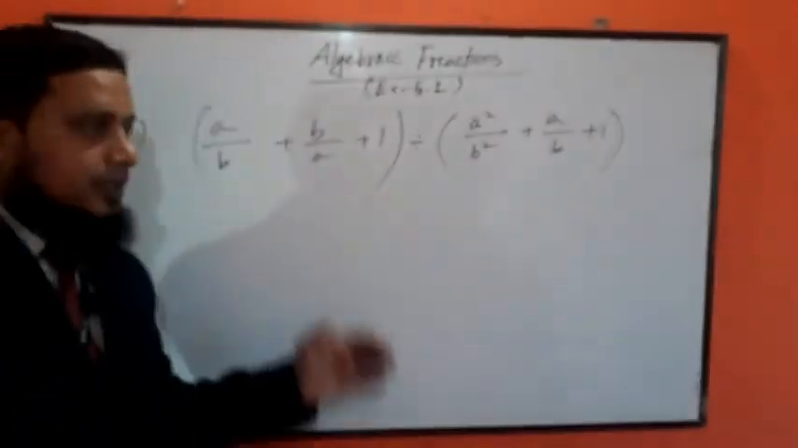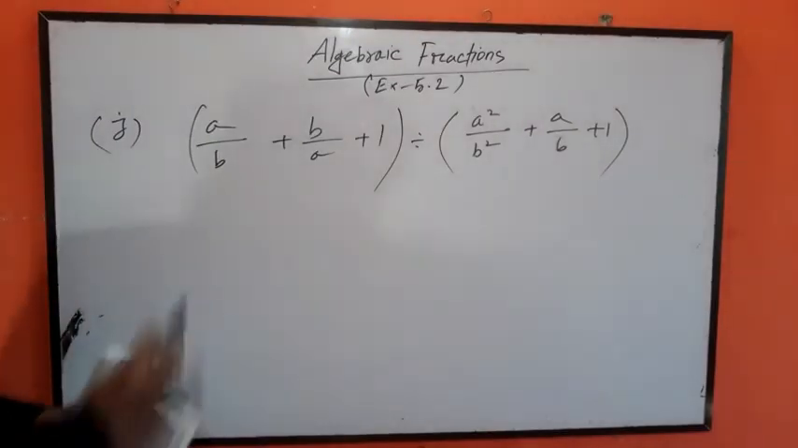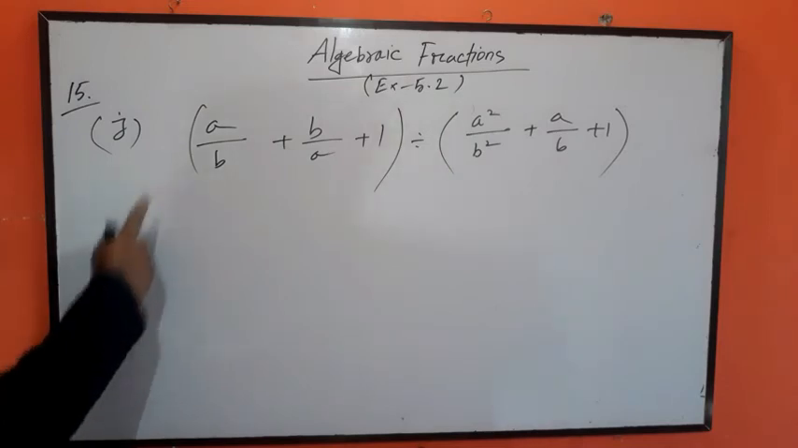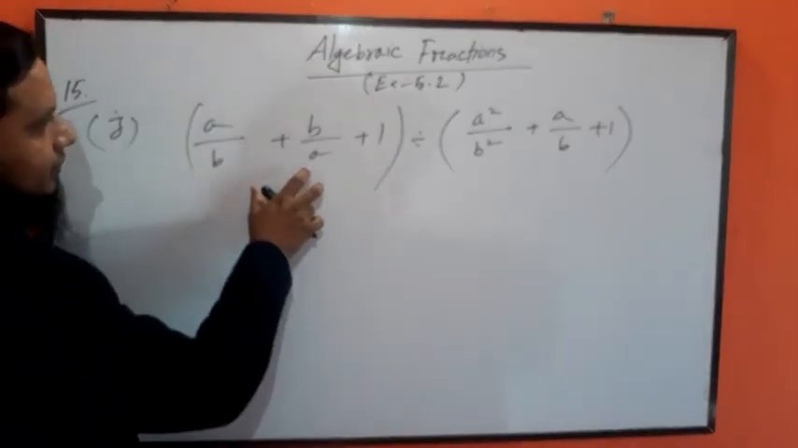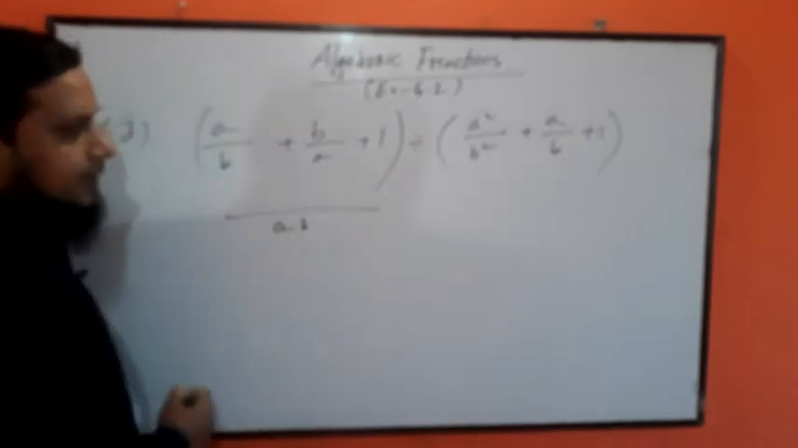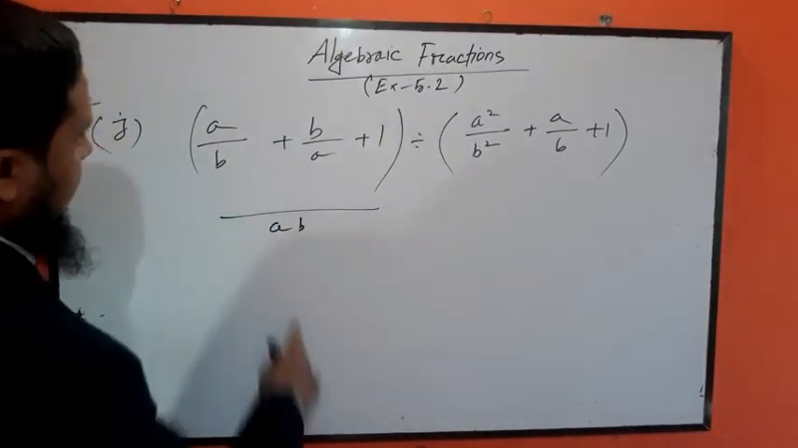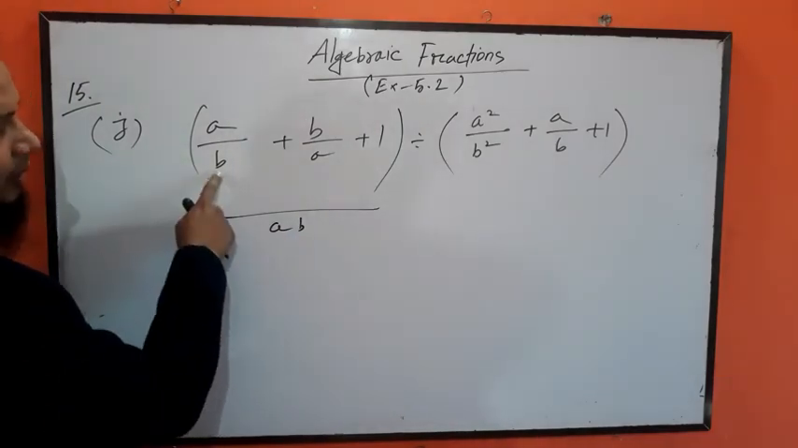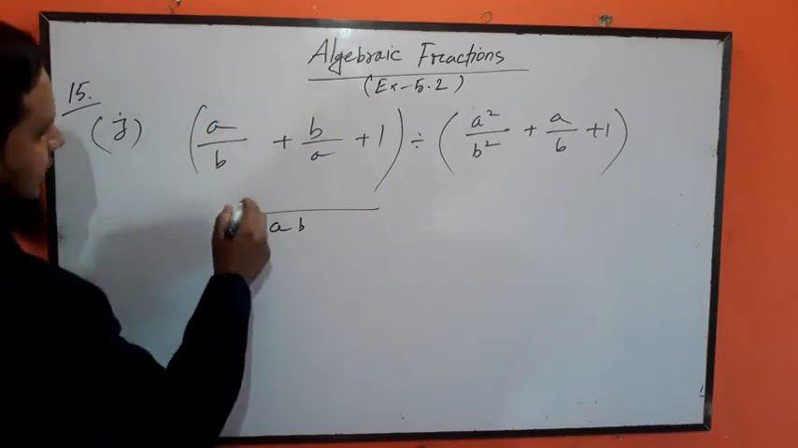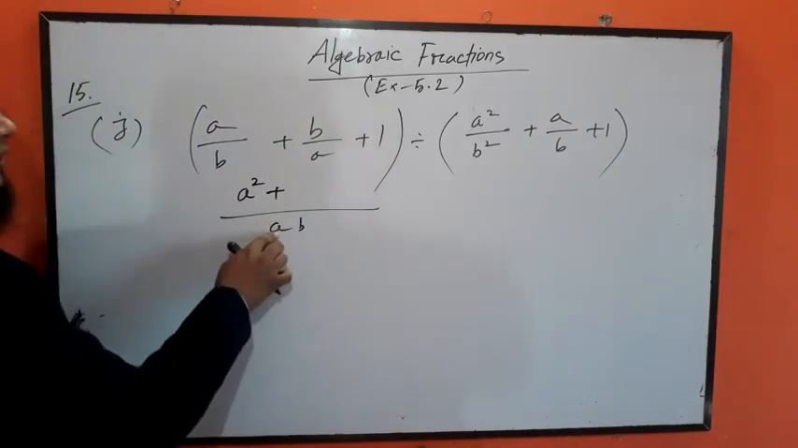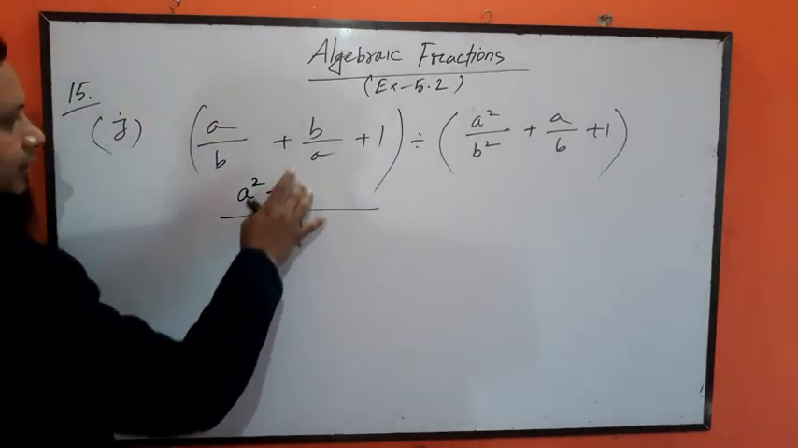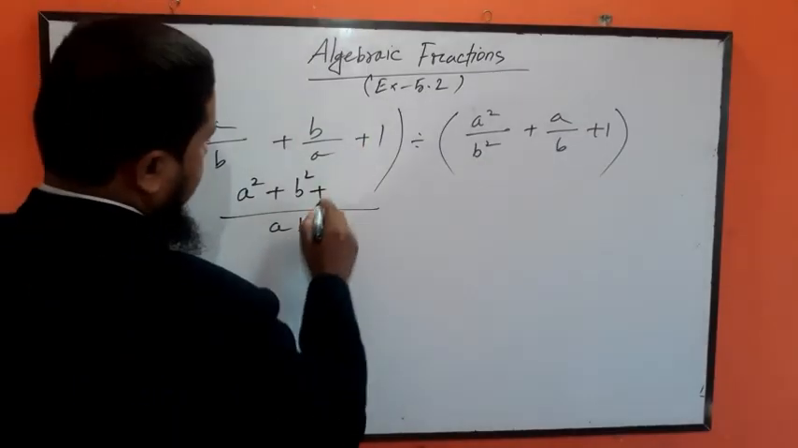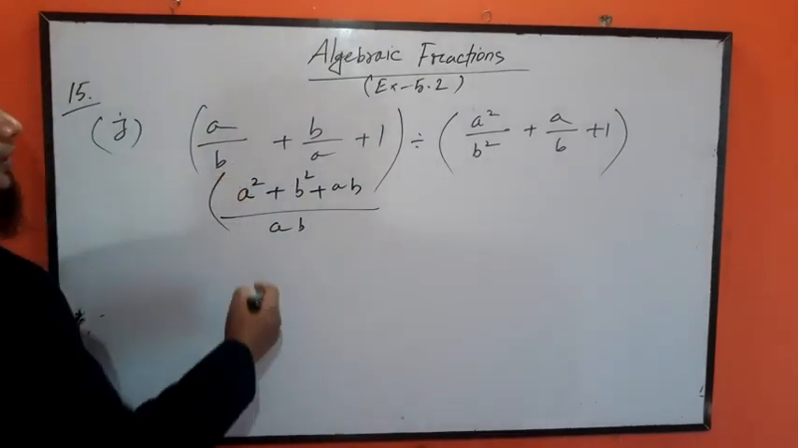Division of fractions. This is 15J number. Problem number 15, and sub number here J. Now we do at first here LCM AB, so LCM of 2 factors here, LCM AB. AB divided by B we get A, and A multiplied with A we get A square, and here AB divided by A we get B, and B multiplied with B we get B square, and here directly multiplied the LCM AB.